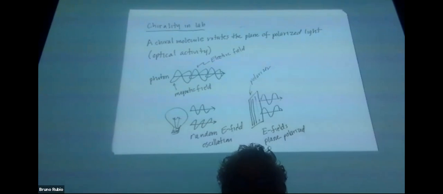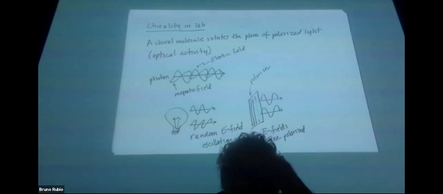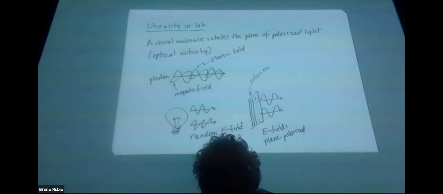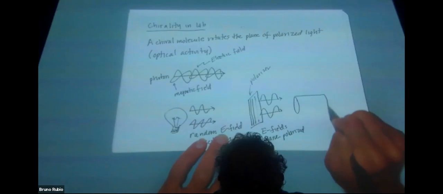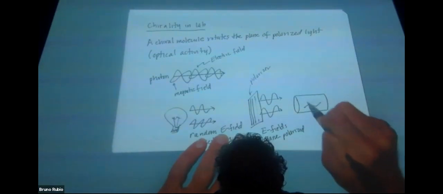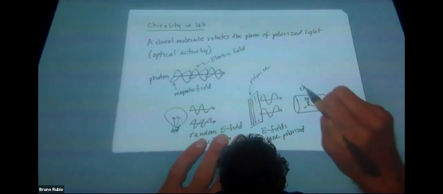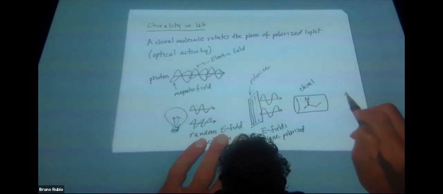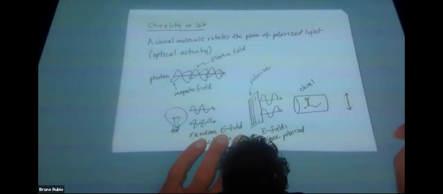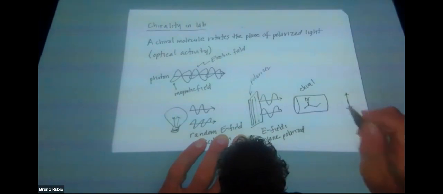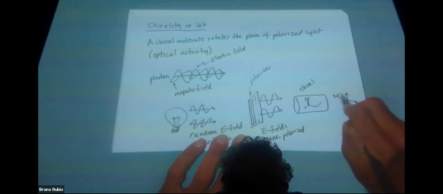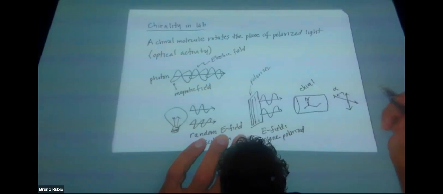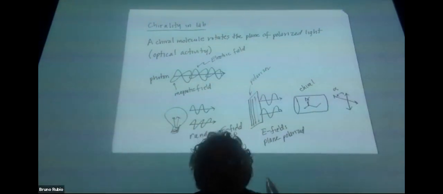All of those other photons whose electric fields are oscillating in some other direction have been removed by the polarizer, and that's what enters that sample tube that I showed you. If we have a chiral molecule in here, the incident direction of oscillation was maybe up and down, but this chiral molecule is going to rotate the plane of polarized light by an angle alpha. Okay, so that's the setup.